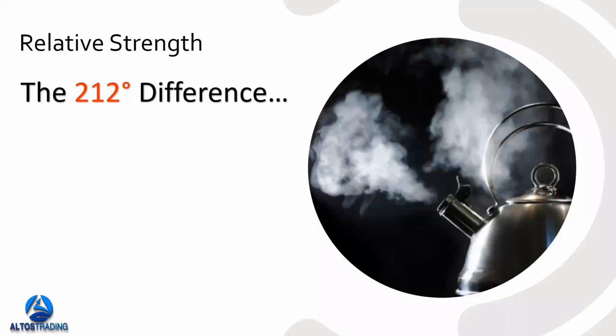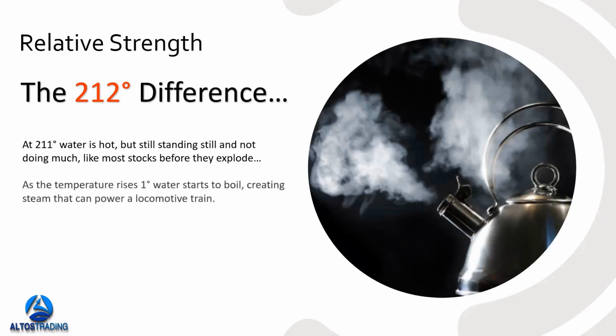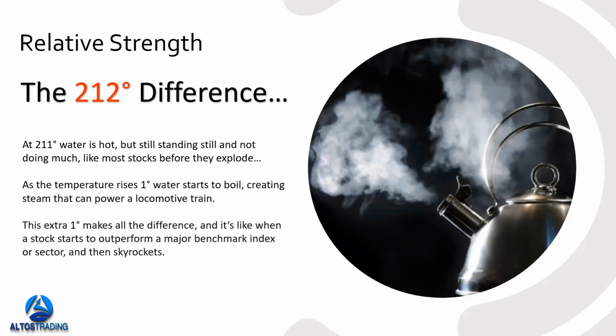So let's talk about relative strength and that 212-degree difference that we discovered on the intro video. As you noticed, at 211 degrees, water's hot, but it's still standing still and it's not really doing much, kind of like a lot of stocks before they start to take off. And as that temperature rises 1 degree, water starts to boil, creating steam that can power a locomotive train. So it's this extra 1 degree that can really make all the difference.